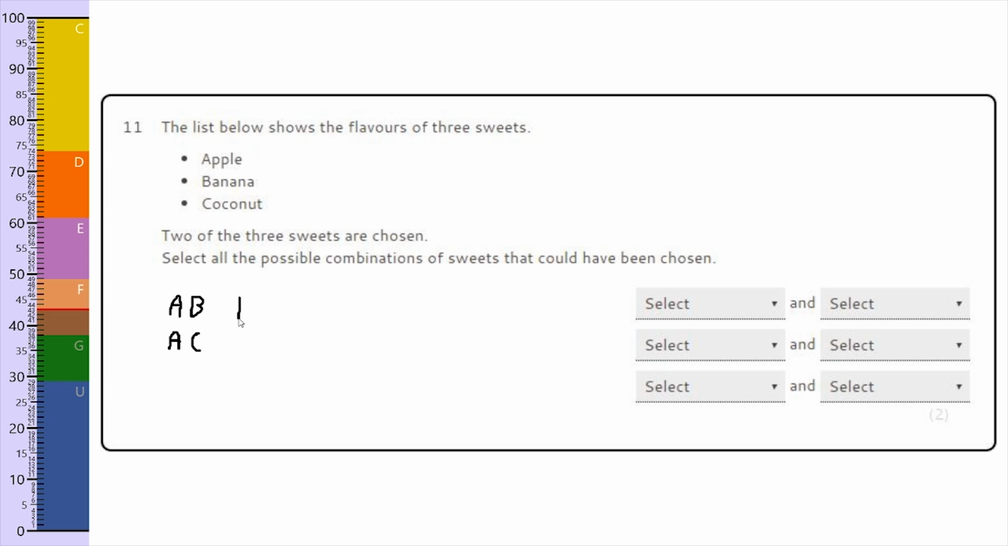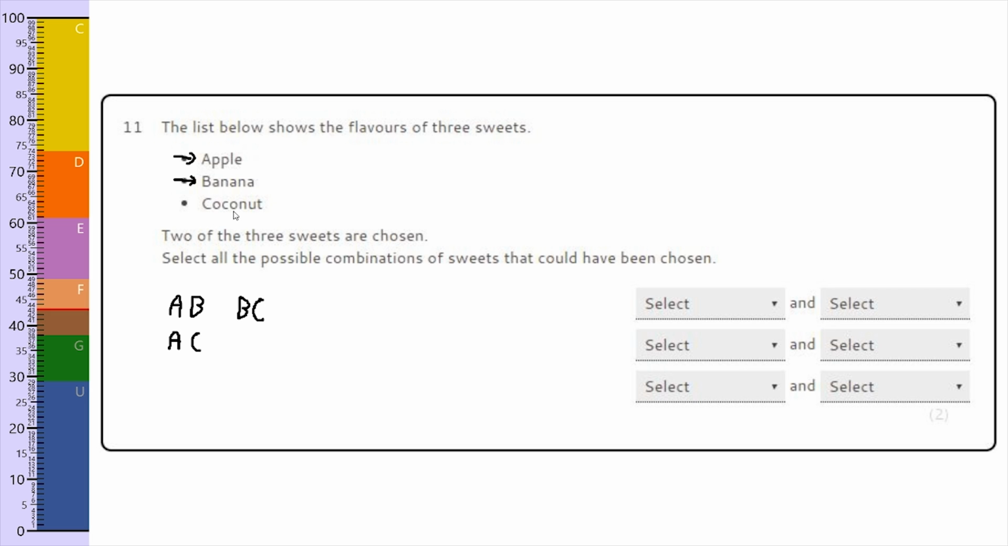I could pick a banana and then the only choice I'd have is a coconut because I've already written down the combination with apple. So these are the different combinations. Now what's really important is that you are methodical with how you do this. And the easiest way of doing this is always start with the first one, write all the combinations. Then move on to the second one and write all the combinations.